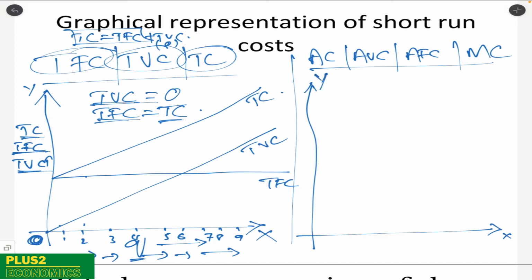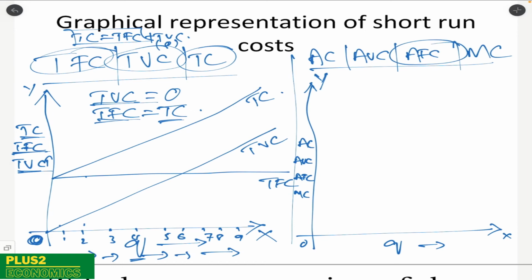So this is the x-axis for us, this is the y-axis for us, and we have the origin here. So we are taking average cost, average variable cost, average fixed cost, and we are also considering the marginal cost on the y-axis. Let us take the quantity produced on the x-axis.